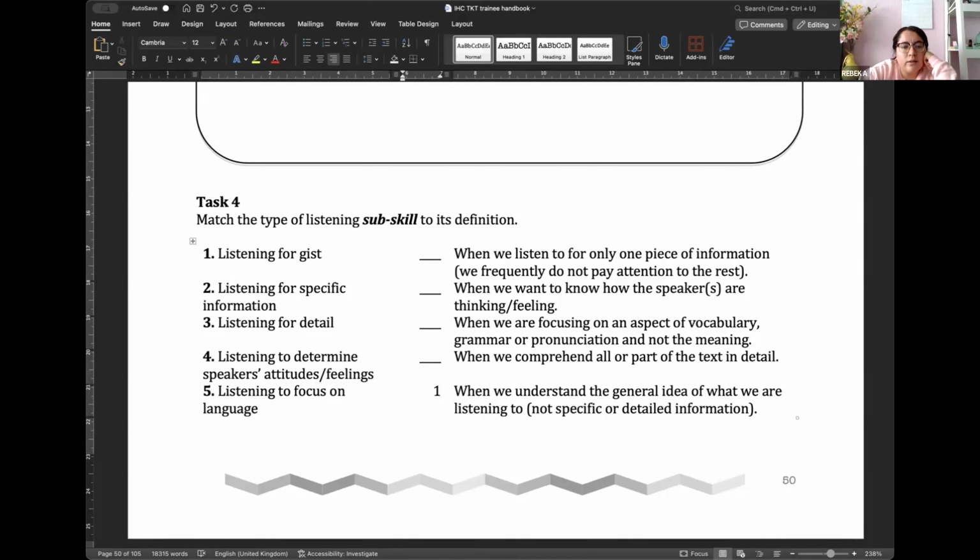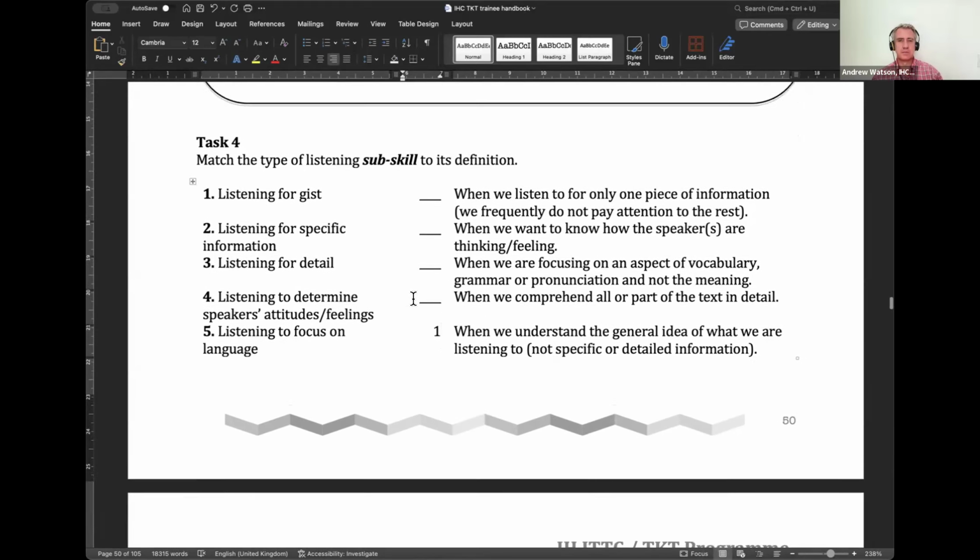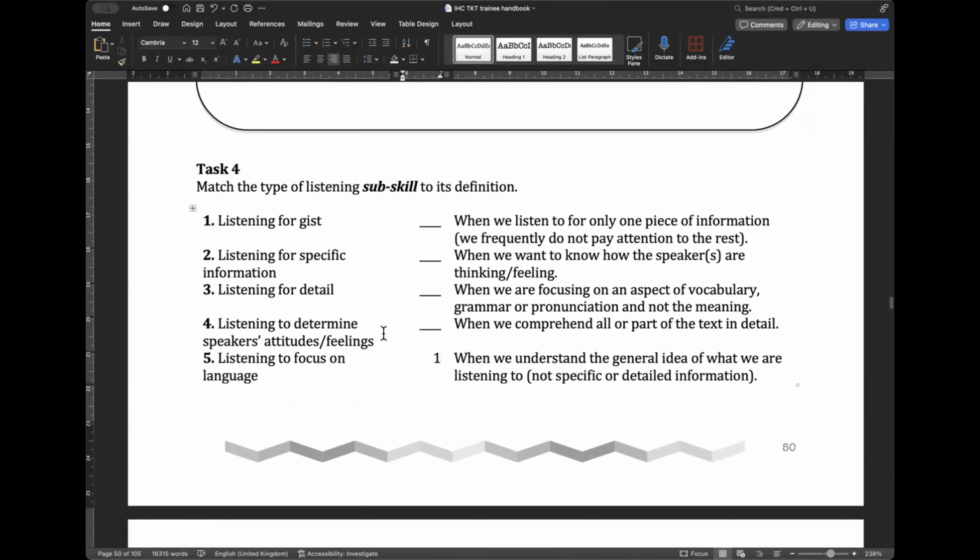It's when we are focusing on an aspect of vocabulary, grammar, or pronunciation and not the meaning. No, that's not right. So what's listening for specific information? When we are focusing on an aspect of vocabulary. No, that's not specific information. It's when we listen for only one piece of information.